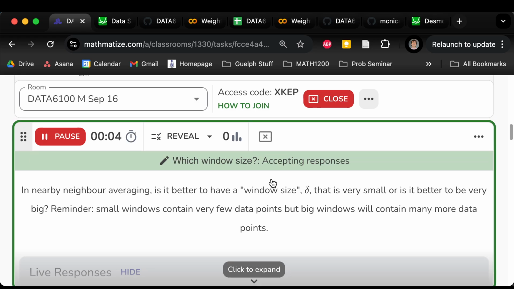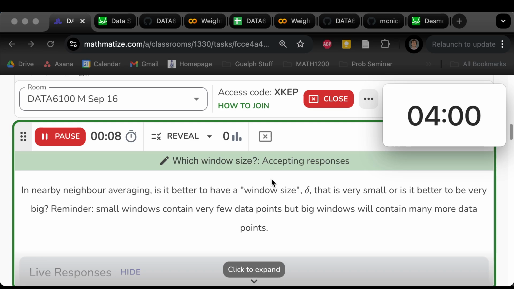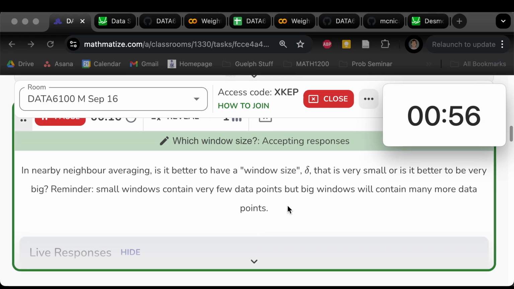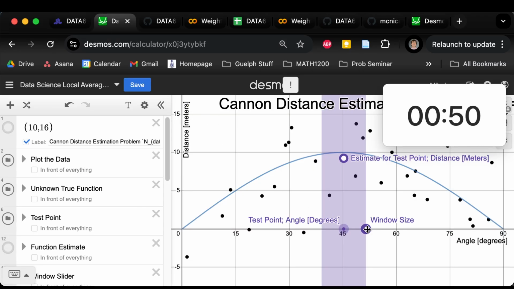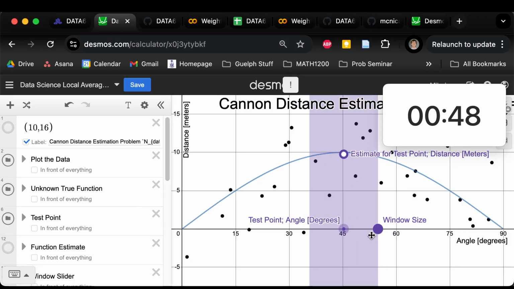Okay, it's open. I'll give you 1 minute. Okay, and I'll do the picture one more time over here. So you want big window or small window?